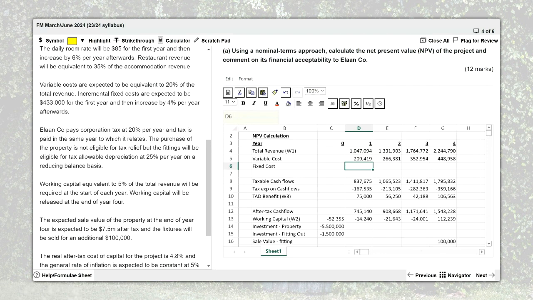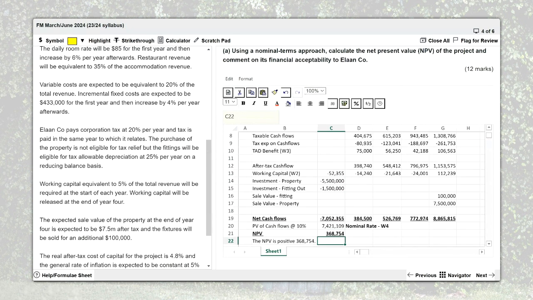And as far as the fixed cost was concerned, it was 433,000, not like this for all the years. It was 433,000 and subject to inflation at 4% for the subsequent years, into 1.04 for the subsequent years. So this is how the variable and fixed cost calculation was supposed to be presented, where many have committed mistakes. And finally, the NPV turned out to be positive.